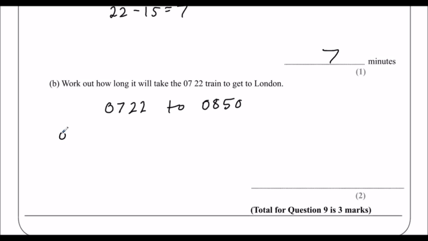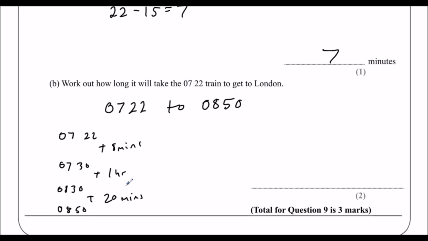Without, we'd say we're at 7:22. If we add on 8 minutes, we'll get to 7:30. If we add on 1 hour, we'll get to 8:30. And then 20 more minutes will get us to 8:50. So how long is that in total? 8 minutes, 1 hour and 20 minutes. That's 1 hour and 28 minutes.